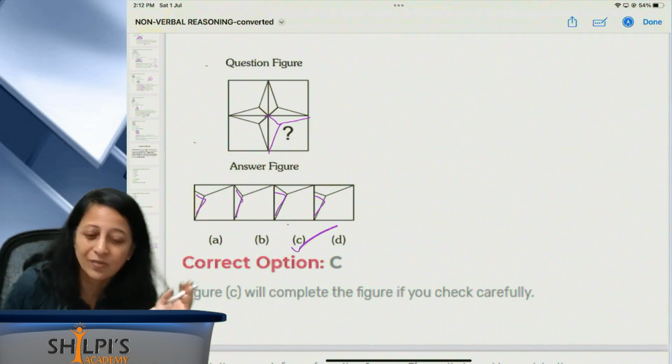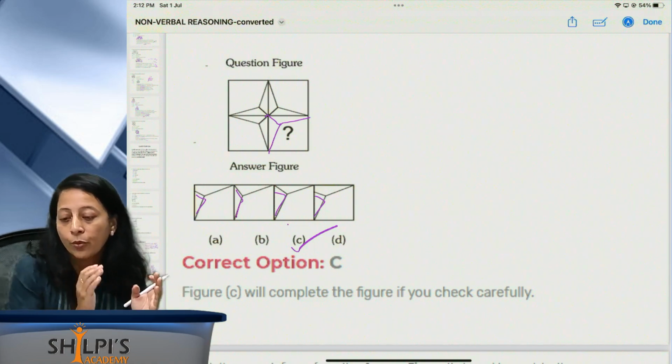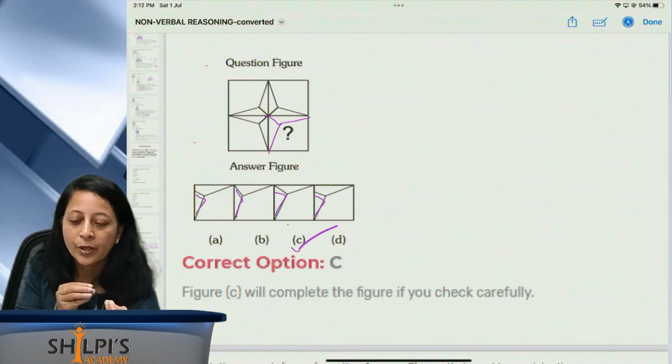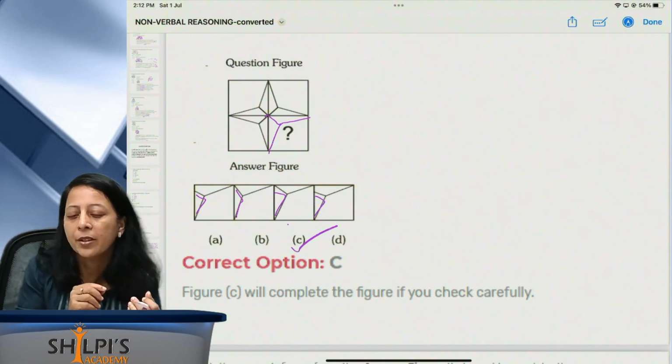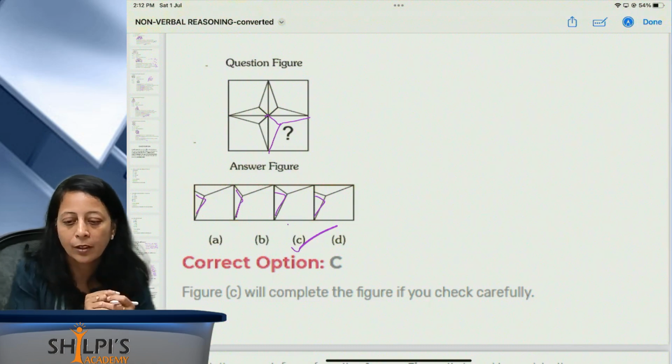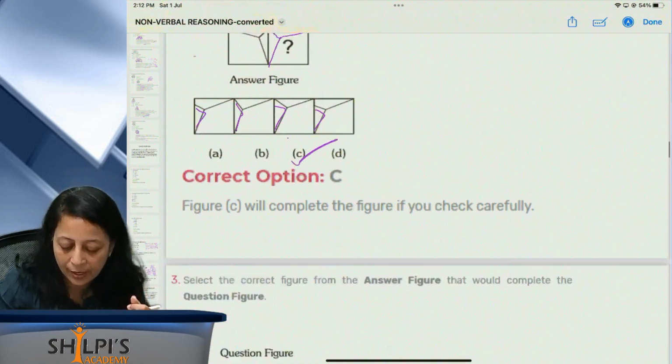It looks very similar. At least in the last question you found a little difference, not only little, it was almost like a drastic difference, but here it is a very minor difference. So you have to be very careful in selecting these type of answers. Okay.